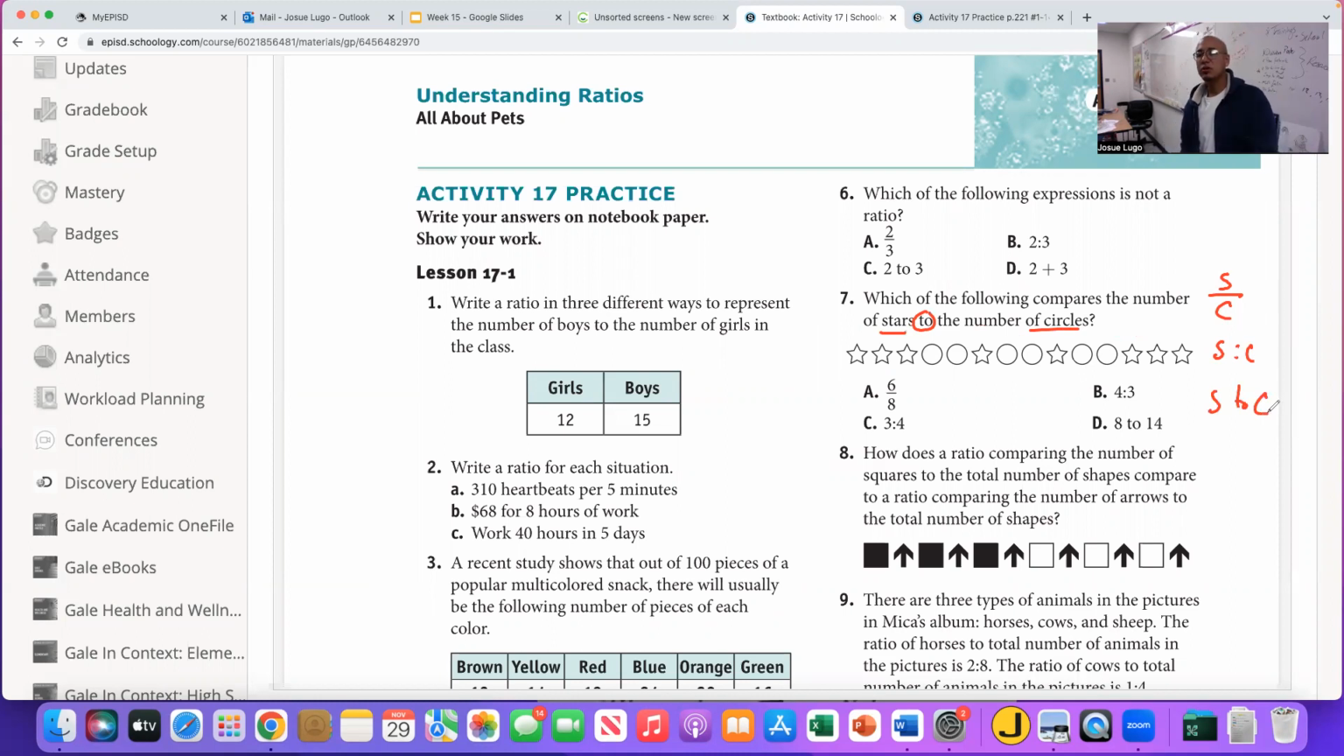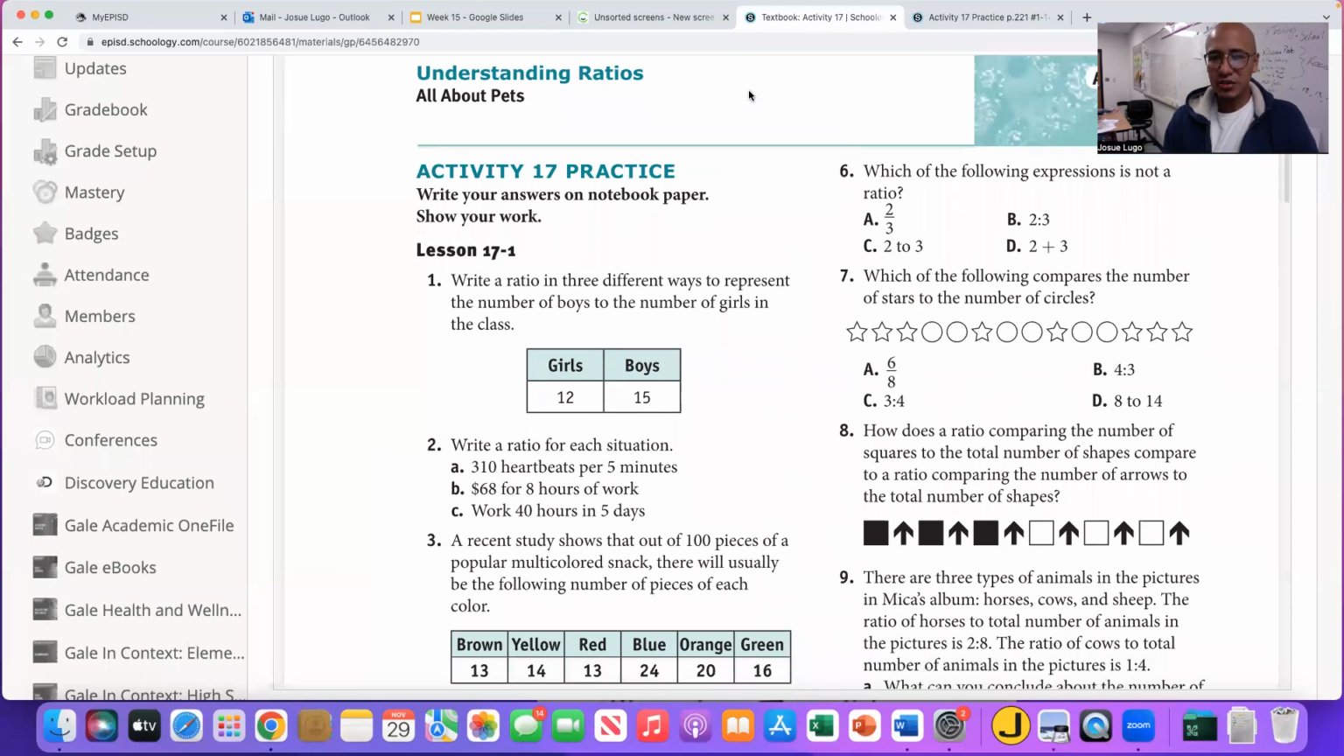That's how the numbers are going to be organized once you count the number of stars to the number of circles. Same thing in number 8. In number 8, you're now comparing shapes to the numbers of arrows. Notice that the squares are shapes. So we have squares and arrows are both shapes. We have black squares, white squares, and black arrows. So make sure you're paying attention to the things that it's asking you to compare.